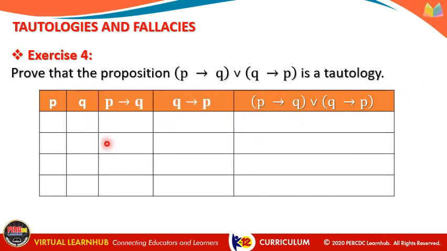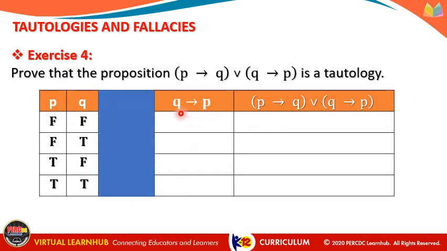Again, let's use the same combinations for P and Q. Let's start with this one. So false and false will give us true. False and true will give us true. True and false, again, this is the only time that the conditional proposition will become false. And lastly, true and true, you get true.